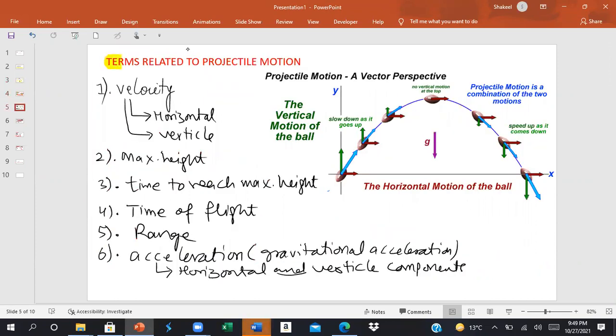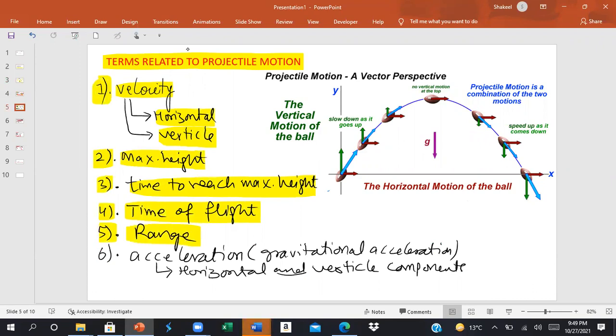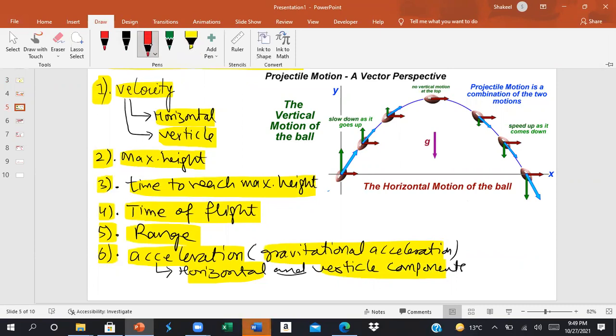Now, as projectile motion is a type of motion, it has some terms related to it. What are the terms? The first is velocity: the horizontal component and the vertical component of velocity. The second is maximum height gained. The third is time to reach maximum height. The fourth is time of flight, which means how much time it spent in air. Number 5 is range, how much horizontal distance it has moved. And number 6 is the gravitational acceleration and its horizontal and vertical components. So we have to study these terms.